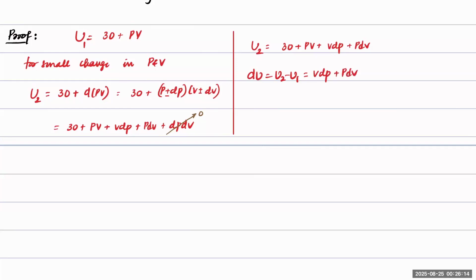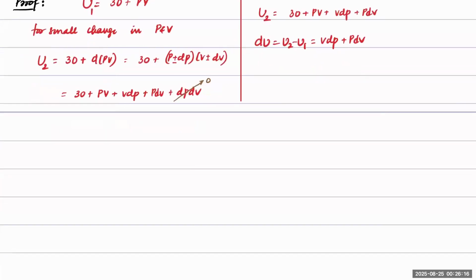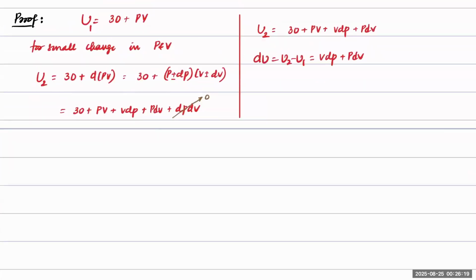Since you have already learned the calculus, now I can do the same thing using basic calculus also. This is the algebraic way of writing it. So what is the calculus way? If you have u1 equal to 30 plus pv, as per calculus we learn that any small change can be used as a differential. So du will be equal to, this is a constant, the differential of a constant is 0, plus pv, the differential of pv will be vdp plus pdv. Isn't that what we got? Correct. So this is exactly what we got, right?